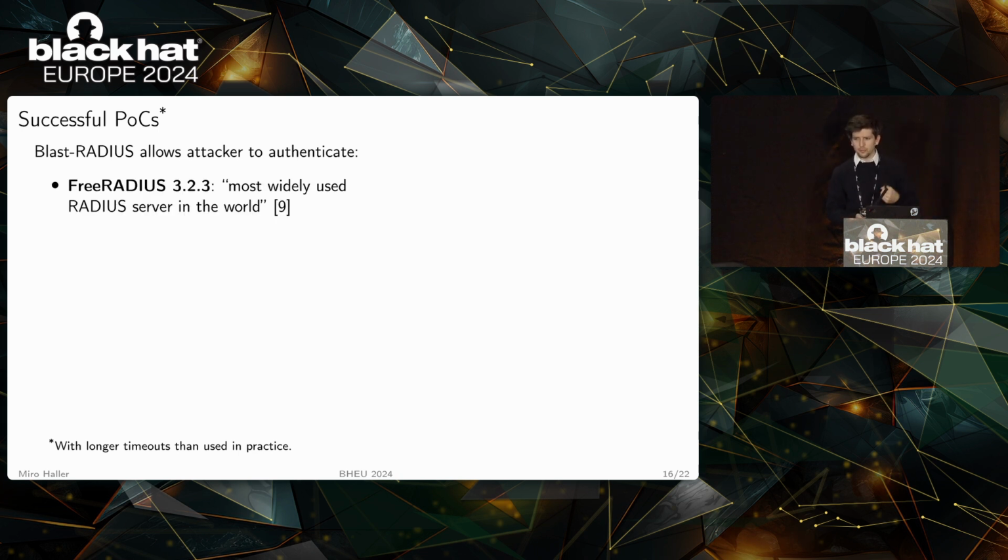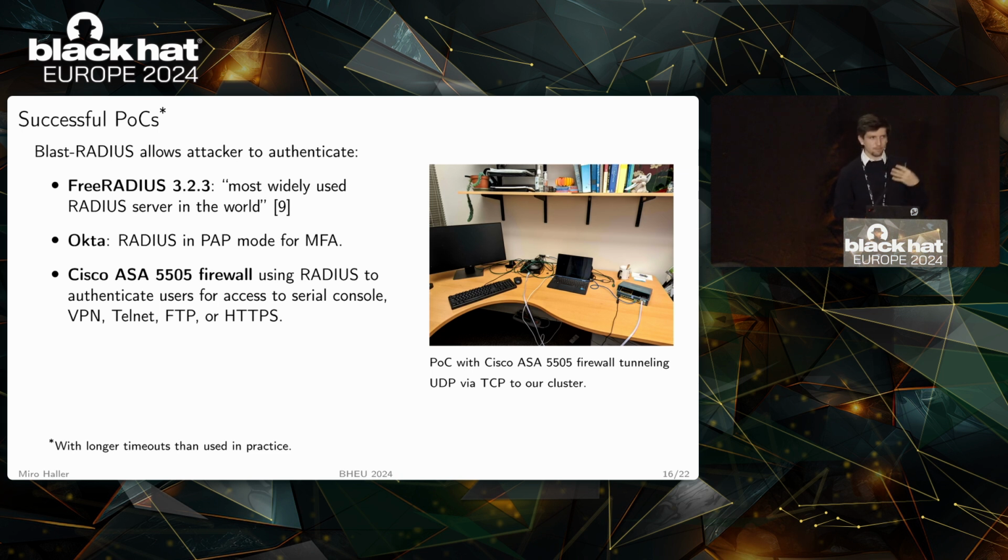So first, we tested FreeRADIUS, which is the most widely used RADIUS server. We also looked at Okta, which is an identity provider, and found that they are vulnerable if they are configured to use RADIUS in PAP mode for multi-factor authentication. We also tested our attack against the Cisco firewall that can be configured to use RADIUS to give users access to the serial console, or to put them on a VPN, or for many other network services.